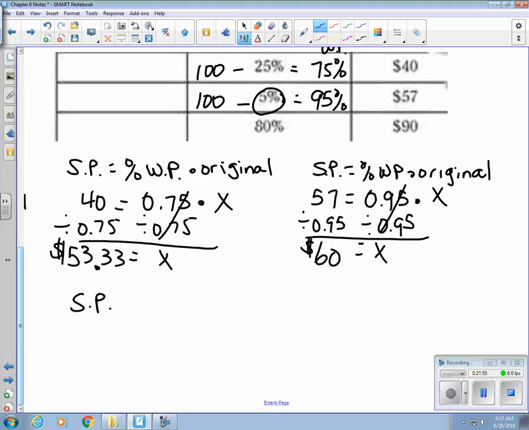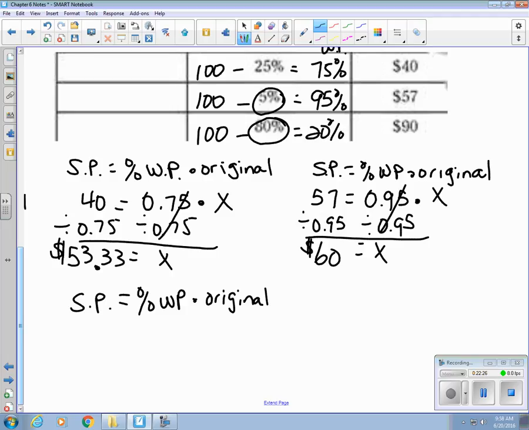Sale price equals the percent we pay times the original. You'll notice I'm writing down the formula each time because it makes it easier to plug in what you know, and you're less likely to make mistakes. The discount is 80%, so we subtract that from 100% to find the percent that we pay. 100% represents the whole amount, and we take away the discount percent because it's on sale.